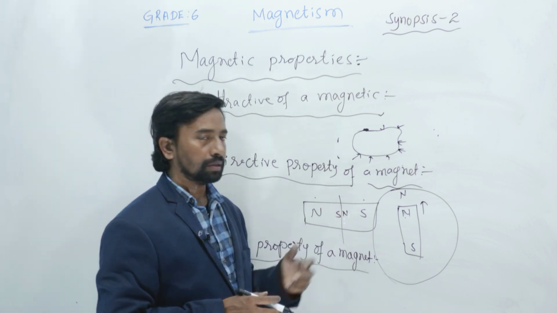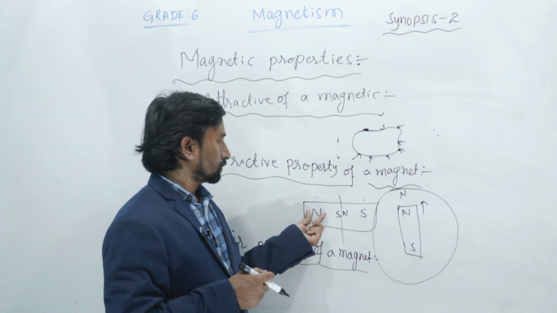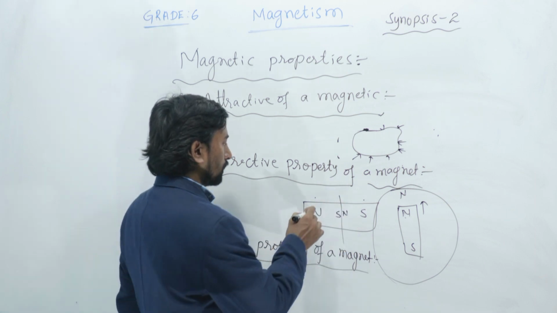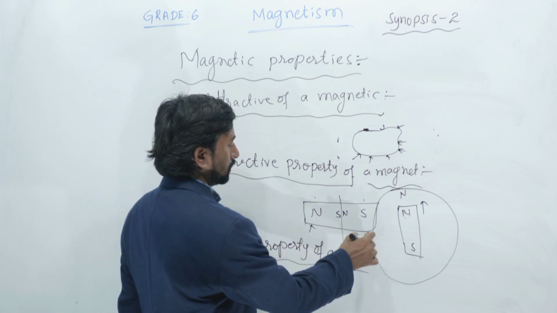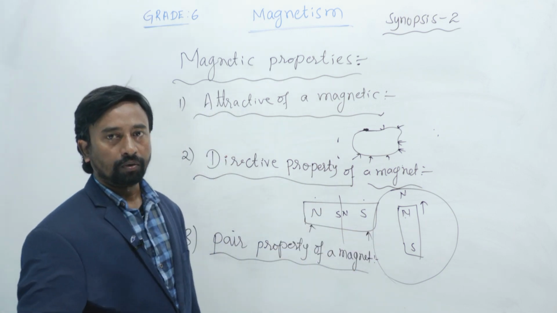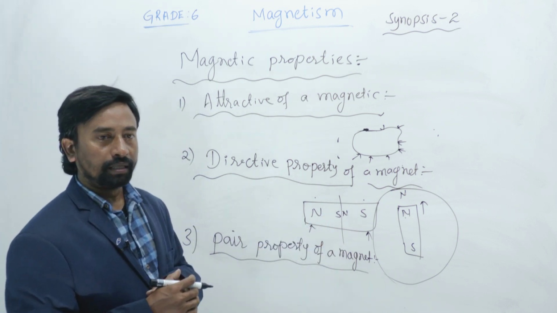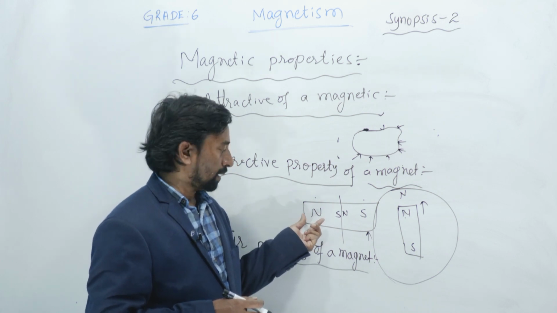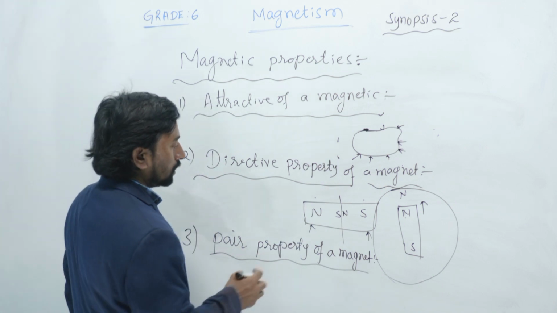So these two will have a stronger attractive property at the edges of the bar magnet, and these are known as the poles. Magnetic poles: north and south. Each and every pole will have a strong attractive property, and that strong attractive property is known as the magnetic pole strength.